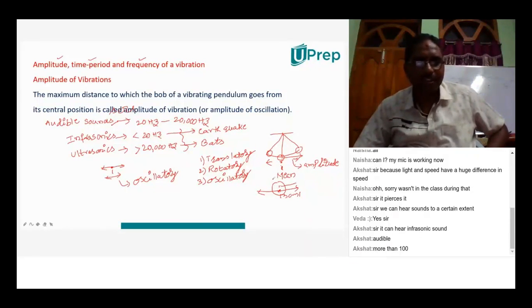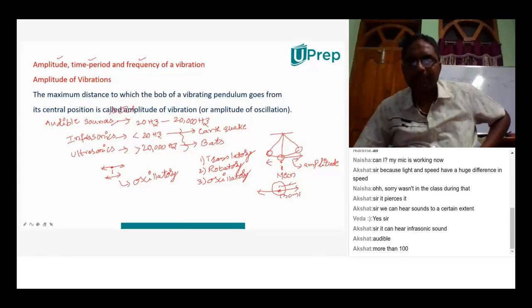Have you got my point, Alex, Kavya, Naisha, Veda? Yes, sir. Ronak? Sir, can we call amplitude the maximum displacement? Why is it needed? It is distance only, no? Here, you can say displacement also. But as we are speaking about distance, sometimes it may be about rotatory motion also, so we will not use that particular term displacement. Okay, sir.